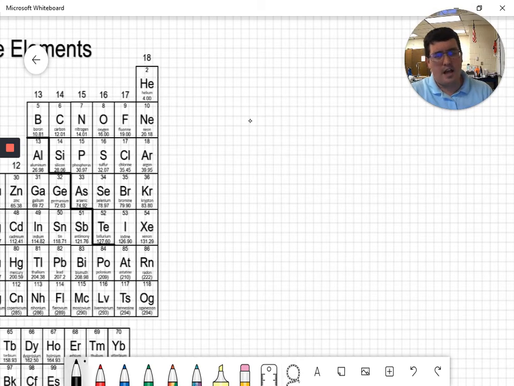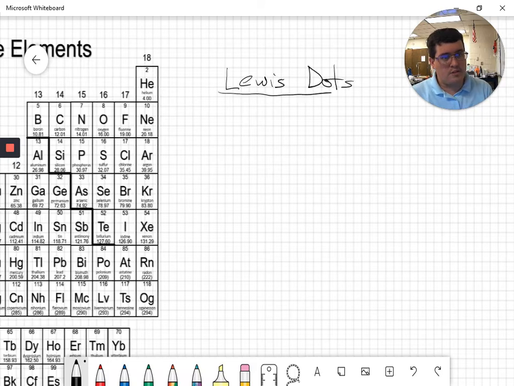All right, Lewis dots are what we're going to use this information for. Lewis dots. All right, we're going to draw some Lewis dots.